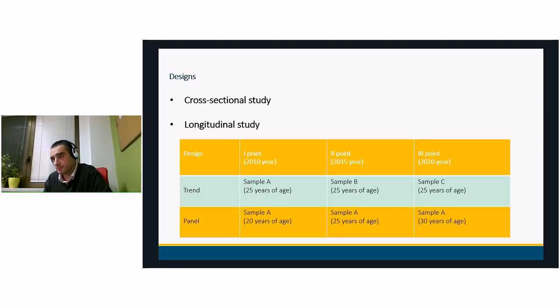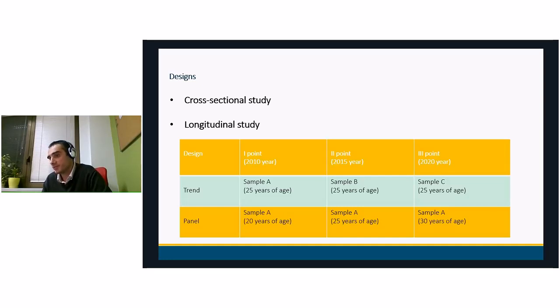Longitudinal study, again, is divided into two approaches. We have the trend approach and the panel approach. The trend approach consists of examining different people at different points of time. For example, now you're 25 years of age, and I would like to ask you about your attitude toward EU enlargement. After 5 years, different people at 25 years of age, I ask about their attitude towards enlargement of the EU. And again, after 10 years, I ask different people, sample C, about the same question of interest, which was the EU enlargement topic. So as you can see, there are three different groups that I ask, but I ask them the same question. So I'll see how they behave.